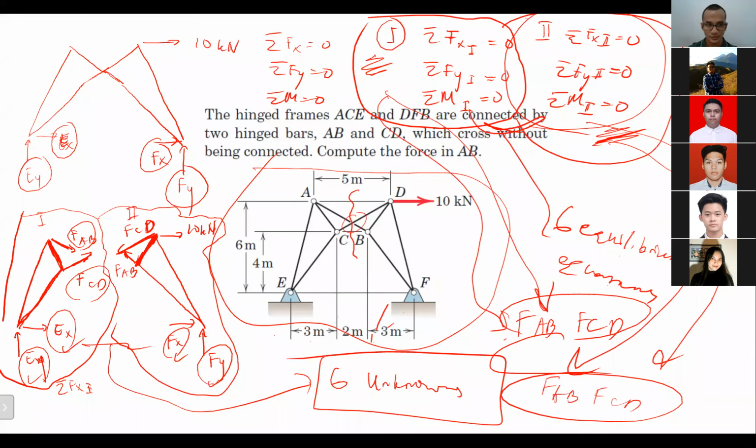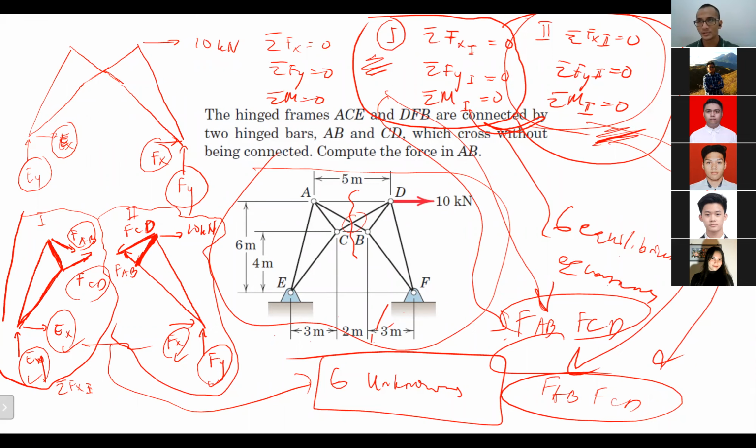Okay, first step, because FAB and FCD belong to both sets of equations, but Ex, Ey only belong to the first set of equations, and Fx, Fy only belong to the second set of equations. So from the first set of equations, you can eliminate Ex and Ey. From the second set of equations, you can eliminate Fx and Fy. Okay, that's the purpose.